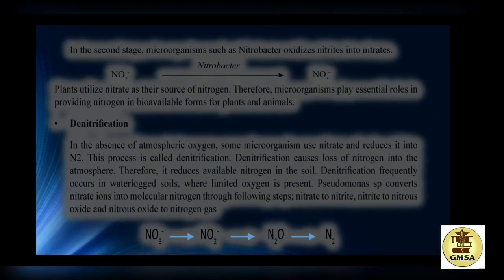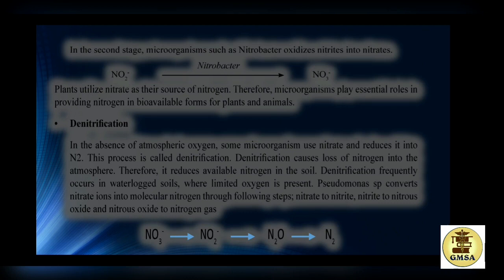In the second stage, microorganisms such as Nitrobacter oxidize nitrites into nitrates. Now, here the further oxidation of the nitrogen in nitrite occurs, producing nitrate. This conversion is carried out by the Nitrobacter microorganism. These are scientific terms and they should be italicized when typed and underlined when handwritten.